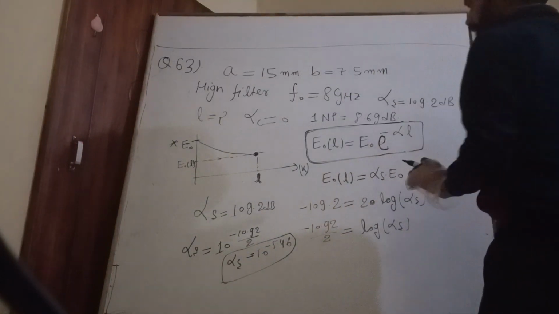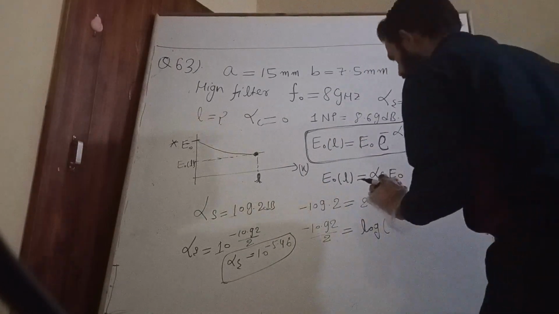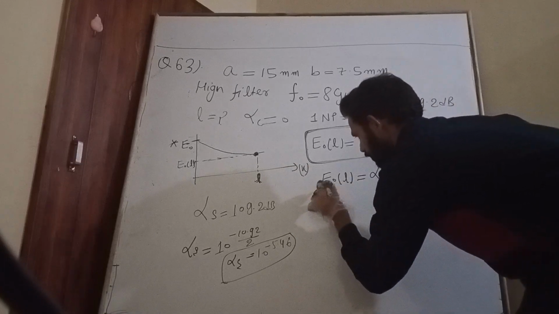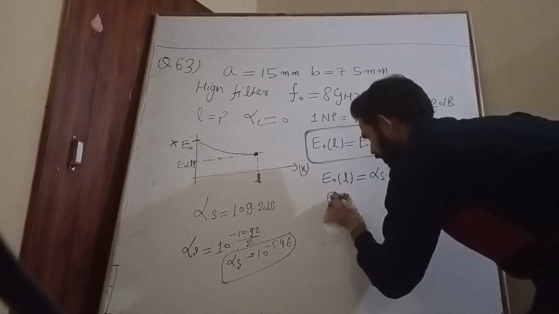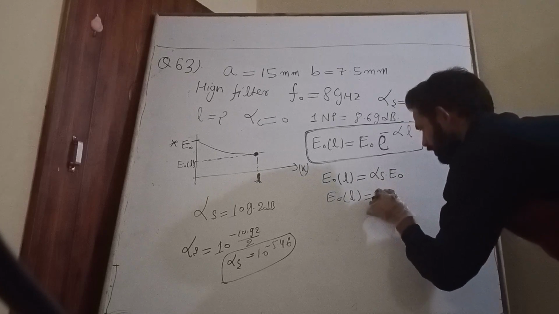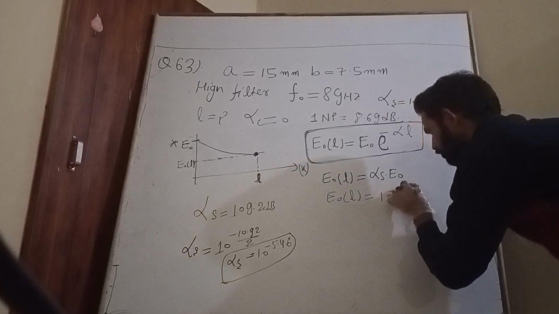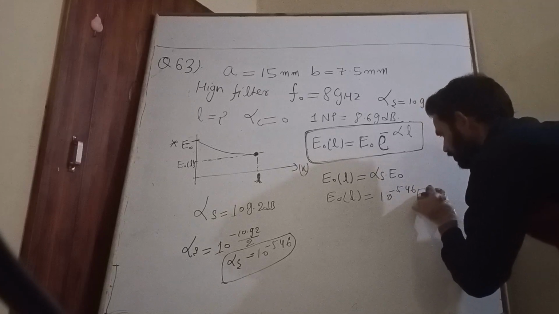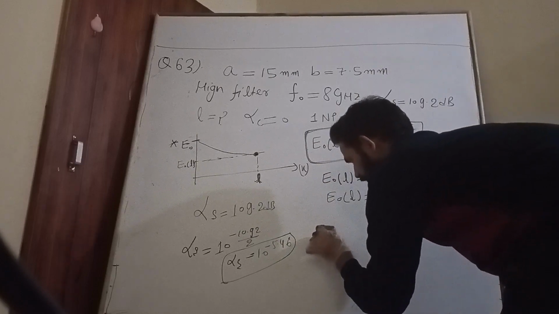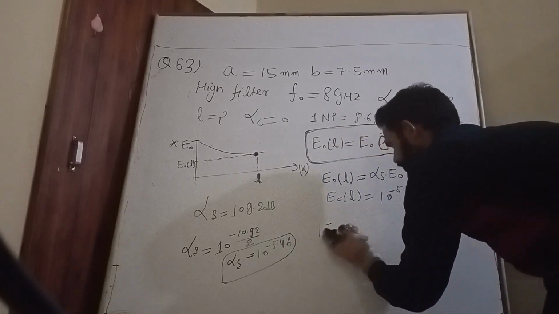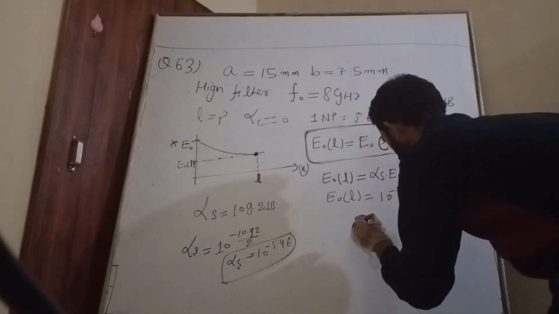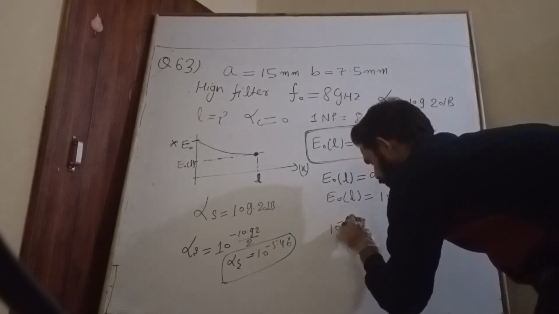So now just put this alpha s value here. What will we get now? I am going to draw this. See, E naught alpha L is nothing but E naught times alpha s, which is 10 to the power minus 5.46 E naught. Now put this value here. We get 10 to the power minus 5.46.